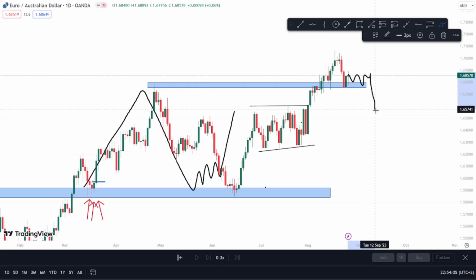If price actually breaks this level right here, this will invalidate our buying positions to push up with the market, and you should wait for price to actually give you proper confirmation that it will continue pushing to the upside.